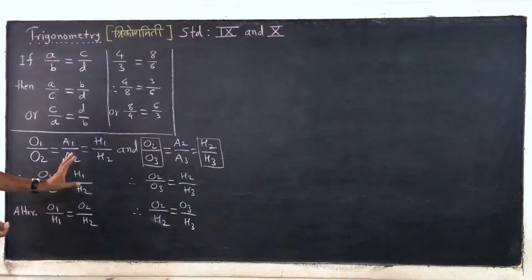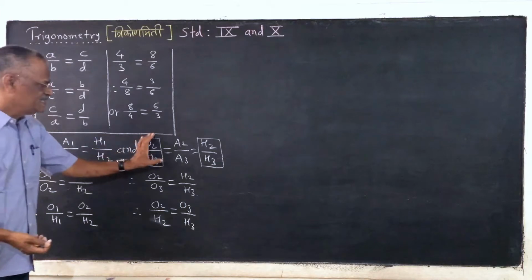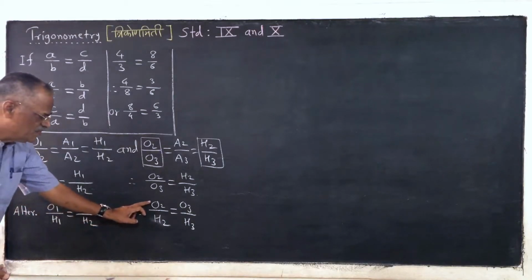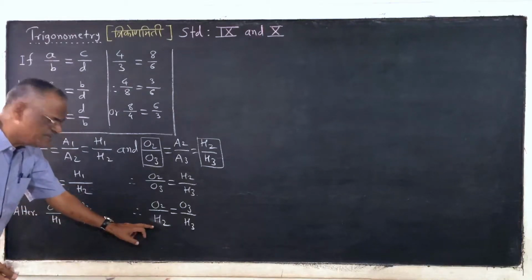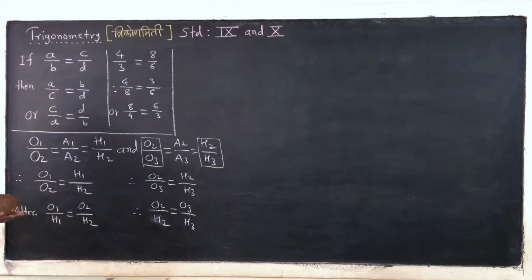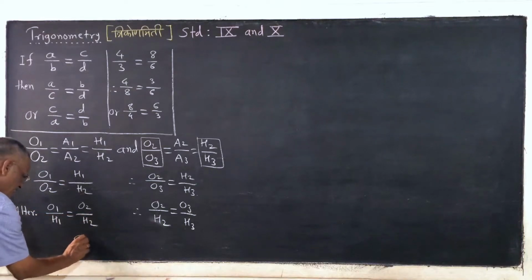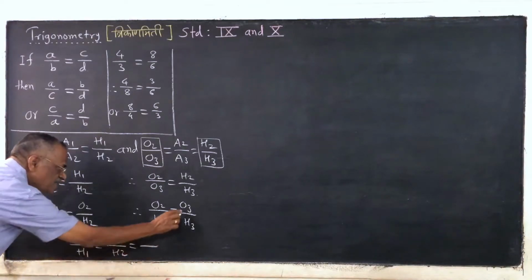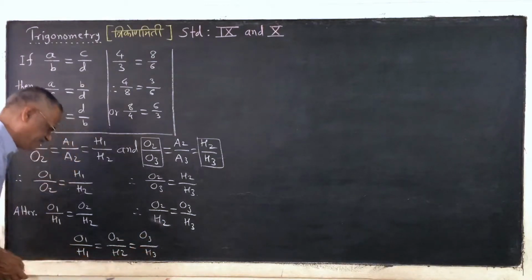Now you can see that three ratios are equal there. By taking any two ratios, you can select. And if you do alternative like this, you find a very, very interesting property. What is the property you are finding there? O1 upon H1 is equal to O2 upon H2, and O2 upon H2 is equal to O3 upon H3. So what are you getting here? A very, very important result: O1 upon H1 is equal to O2 upon H2 is equal to O3 upon H3, like that.